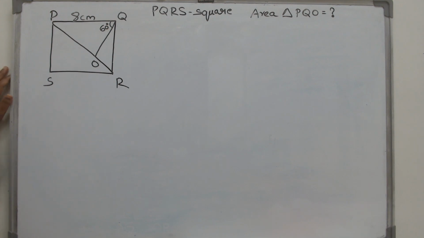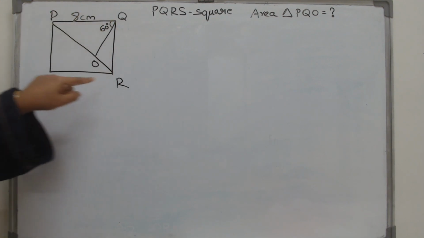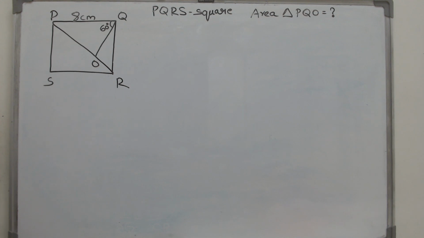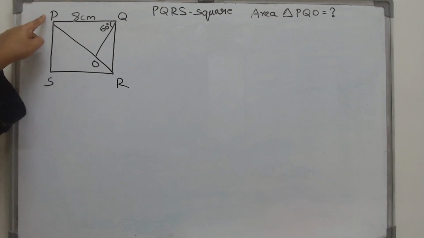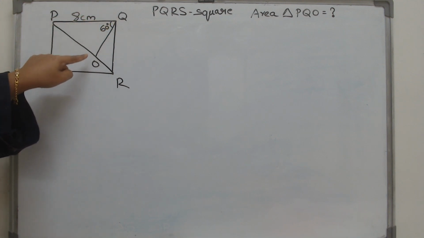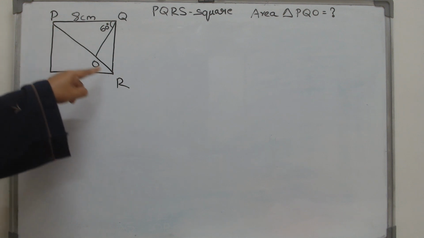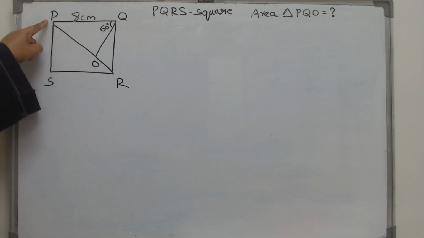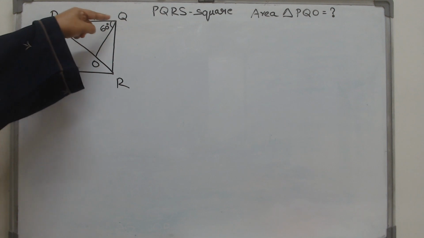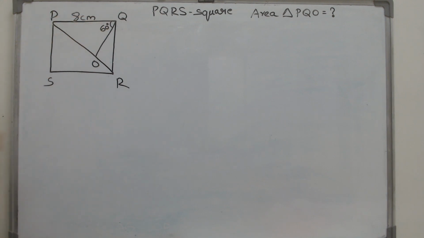Here we have a square PQRS with sides of measure 8 centimeters. What we need to find is the area of this triangle PQO. Now you can see that there is a diagonal PR. Now my question is, if I extend this QO, will I get a diagonal? The answer is no. Why is that?